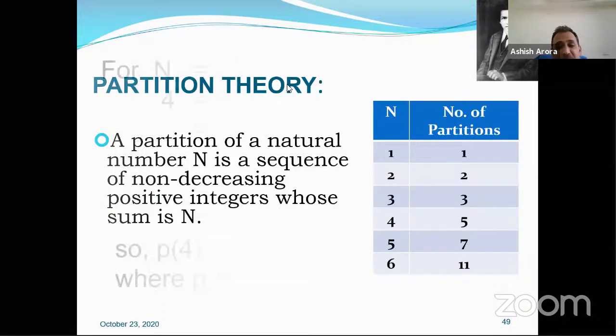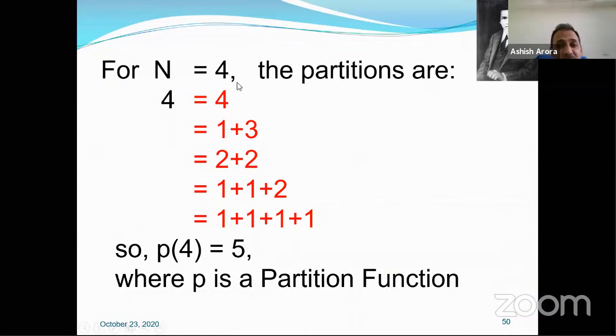ਪਾਰਟੀਸ਼ਨ ਦਾ ਮਤਲਬ ਕੀ ਹੁੰਦਾ ਹੈ? ਮੰਨ ਲਓ ਕੋਈ ਪੋਜ਼ਿਟਿਵ ਇੰਟੀਜਰ ਹੈ 4, ਤੇ ਉਹਦੀਆਂ ਕਿੰਨੀਆਂ ਪਾਰਟੀਸ਼ਨਸ ਹੋਣਗੀਆਂ? 4 ਨੂੰ ਅਸੀਂ 4 ਵੀ ਲਿਖ ਸਕਦੇ ਹਾਂ, 1 + 3 ਵੀ, 2 + 2 ਵੀ, 1 + 1 + 2 ਵੀ, 1 + 1 + 1 + 1 ਵੀ.